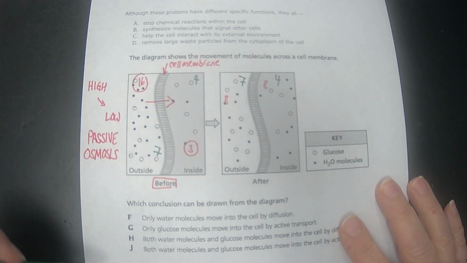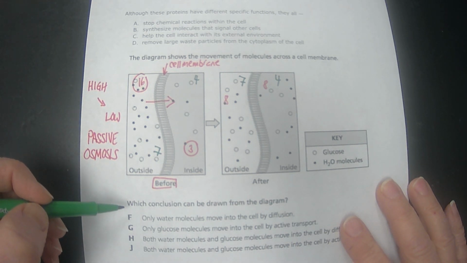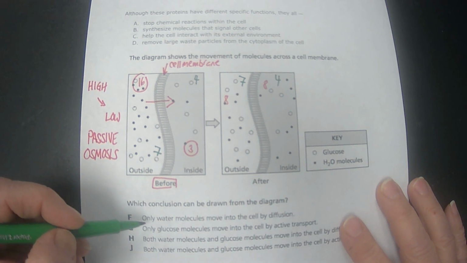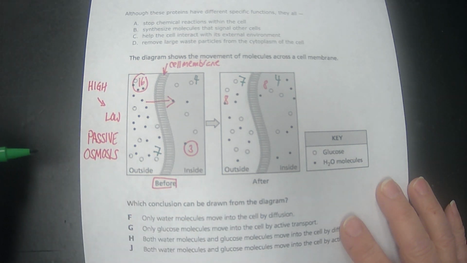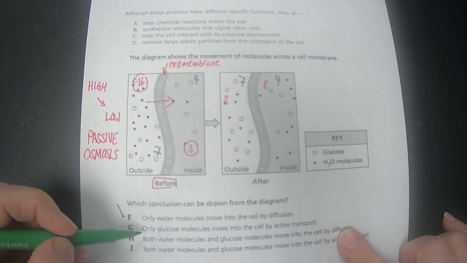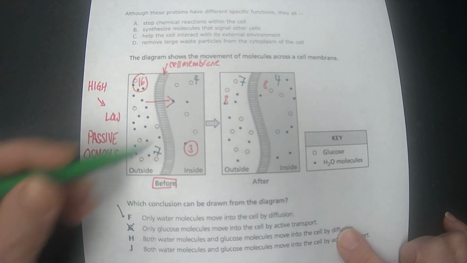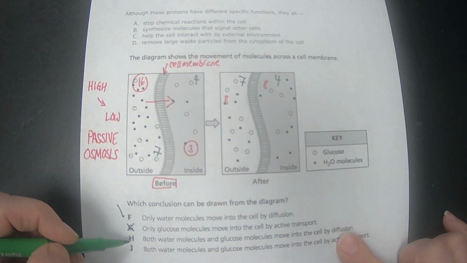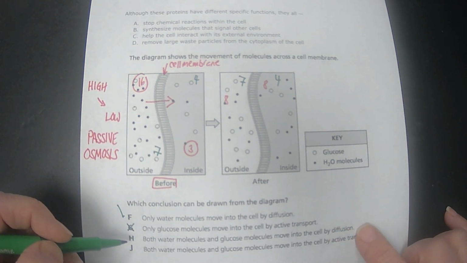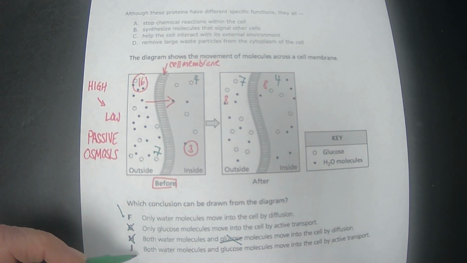Okay, so now I can look at the question choices. Which of the following conclusions can be drawn? So only water molecules move into the cell by diffusion. That is true, because only the water molecules moved, the glucose didn't. Only glucose molecules move in by active transport. Well, I know that's wrong because the glucose numbers did not change. Both water molecules and glucose molecules move into the cell by diffusion. Well, they didn't, because glucose did not move.